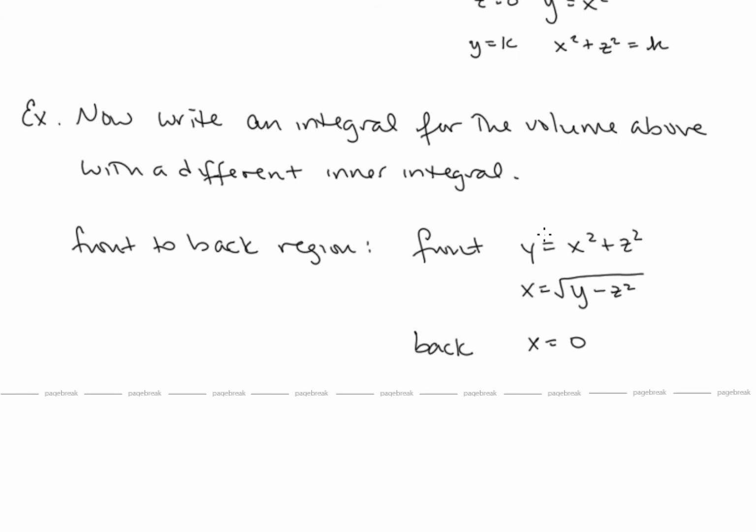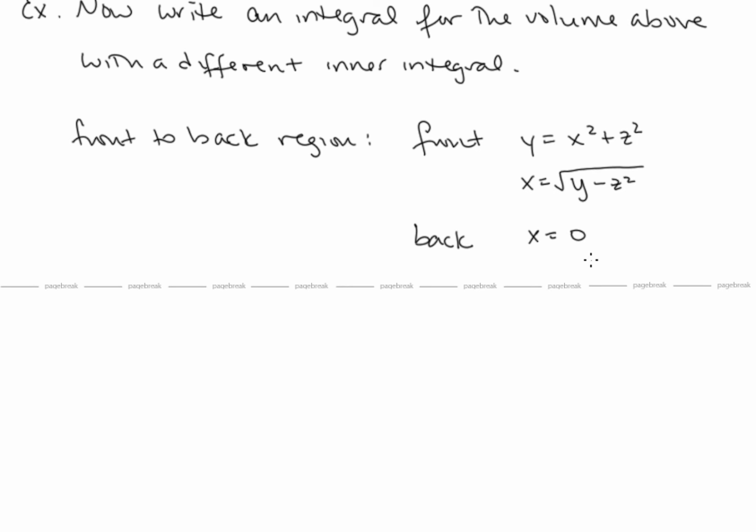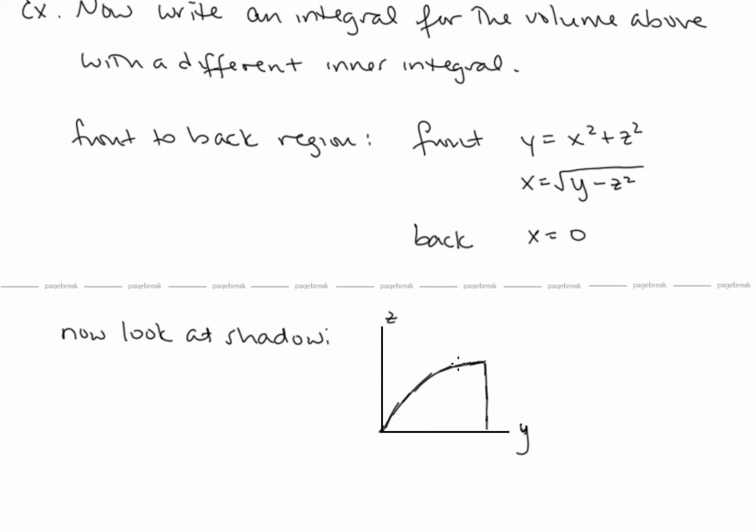And once we take care of the variable x, which we have here, we need to take a look at the shadow cast in the plane of the other two variables. So now we're just looking at what we have in the yz plane. So let me sketch that here. And this curve here is where x is equal to 0, right? So this is y equals z squared. And this is y is equal to 4. So we have y going from z squared to 4.